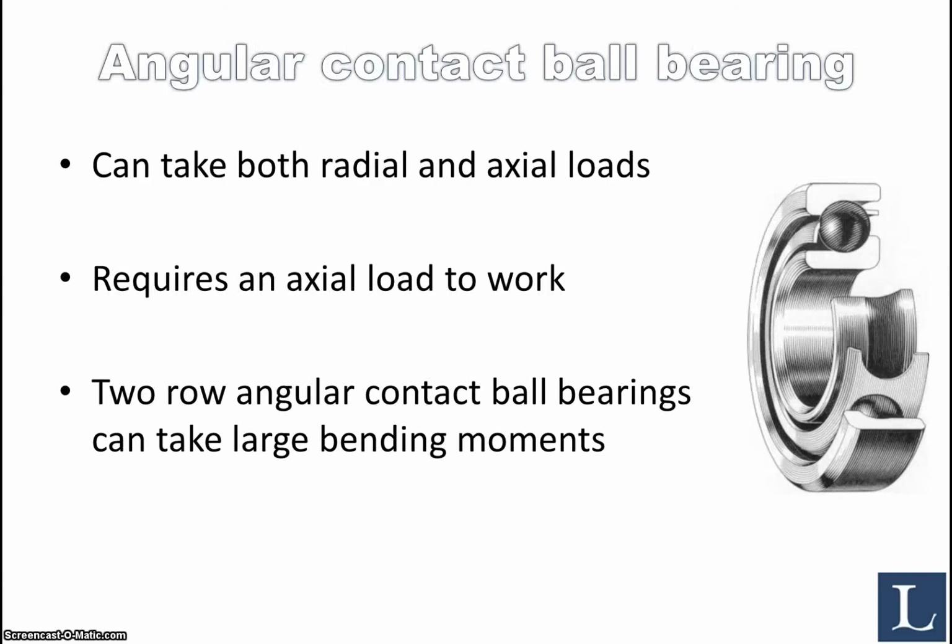Another type is the angular contact ball bearing. It can take both radial and axial loads, but this one requires an axial load to work, otherwise it would just fall apart. So you need to apply a load in this direction to keep the bearing in one piece, basically. There are also 2-row angular contact ball bearings, which can also take up large bending moments.